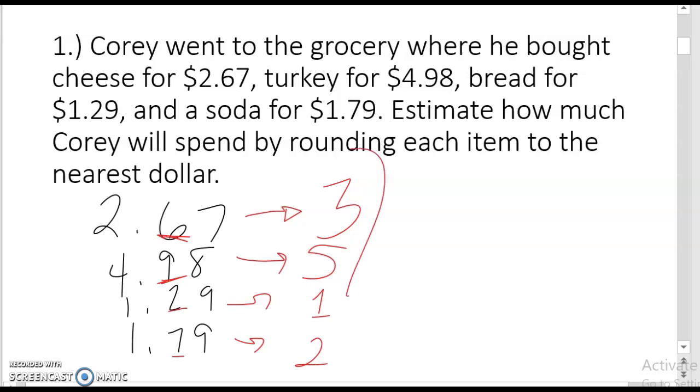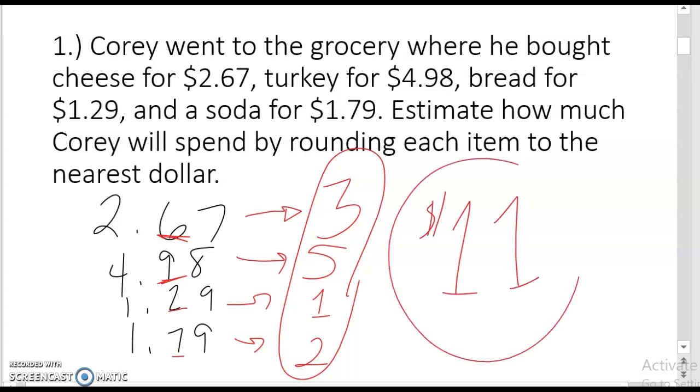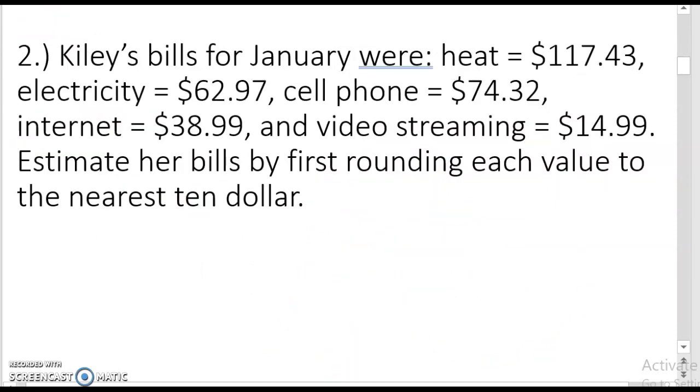So now I can add these numbers, 3 plus 5 plus 1 plus 2, and I'm at roughly $11. So we would estimate that Corey is going to spend $11 on his groceries. Now let's look at the next one.